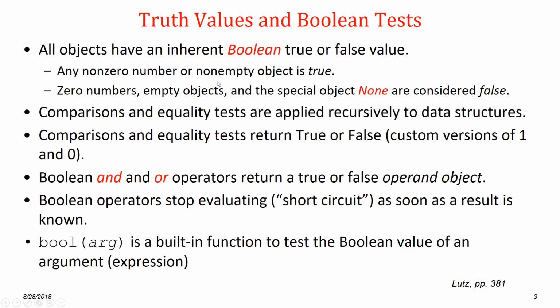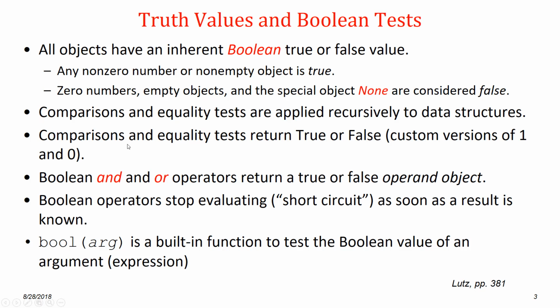All objects have an inherent Boolean value of true or false. Any non-zero number or non-empty object is true. So think about a set: if a set has any contents, any values, then it has a true value. If it's an empty set, it's a false value. Same thing with dictionaries and other structures. Zero numbers, empty objects, and the special object None are considered false. These are values that are associated with a particular object, as we'll see. So we have an object, and then there is a truth value associated with it.